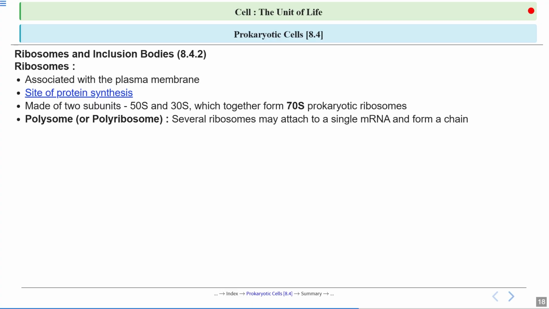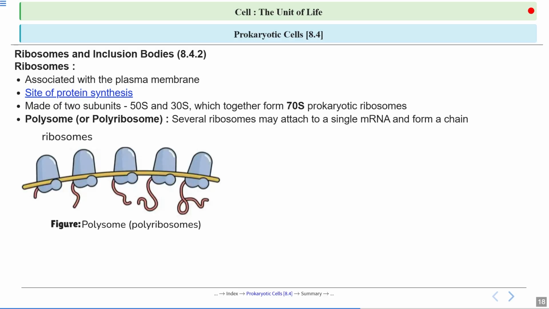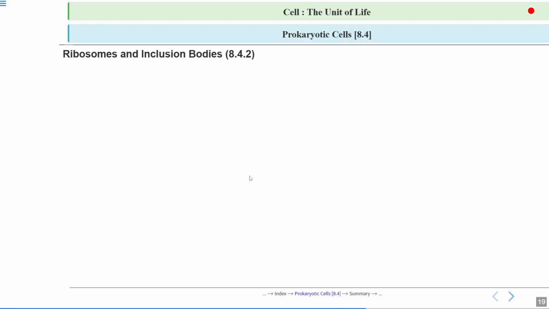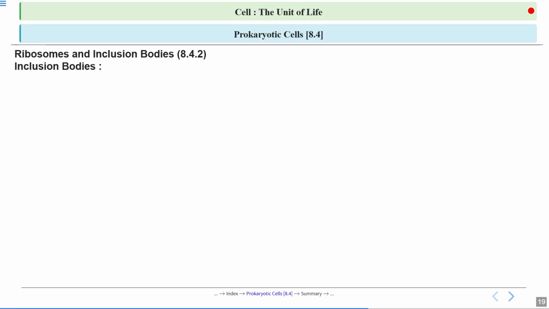Now, polysomes, also known as polyribosomes, can be seen in prokaryotes. What do you mean by polyribosomes? Poly means many, so several ribosomes may attach to a single mRNA, and then they form a chain. When several ribosomes attach to a single mRNA, what happens then? Multiple copies of a single protein are made. This is the image showing you polysomes. Here multiple ribosomes are attached to the mRNA. Clear?